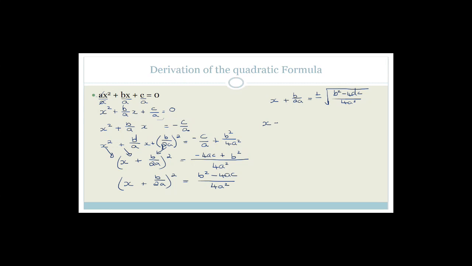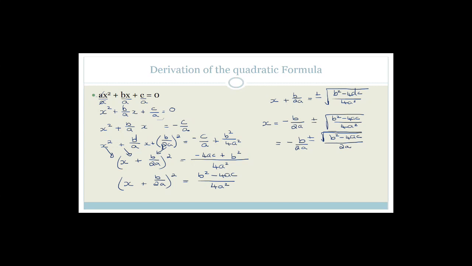We're going to go x equals minus b over 2a plus or minus the square root of b squared minus 4ac all over 4a squared. But do you see that this is a perfect square? 4a squared is a perfect square of 2a. So I can actually write this as minus b plus or minus the square root of b squared minus 4ac, and then this is still over 2a, but now this is also over 2a, right? Because now I'm taking the square root only over the top bit.